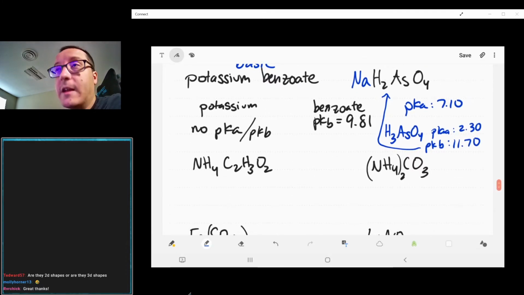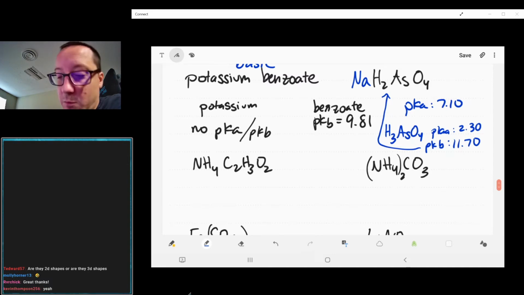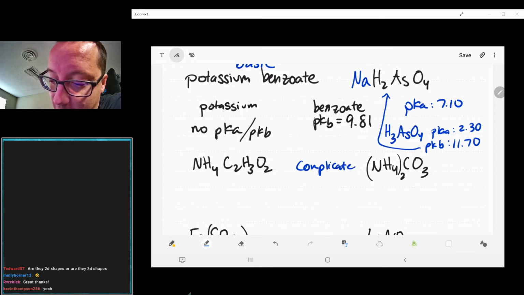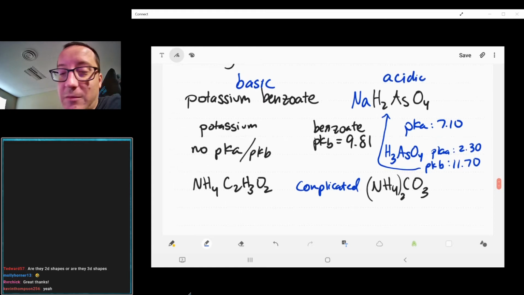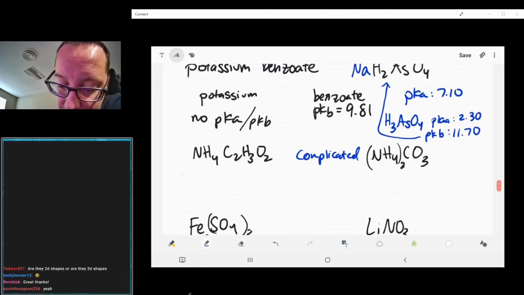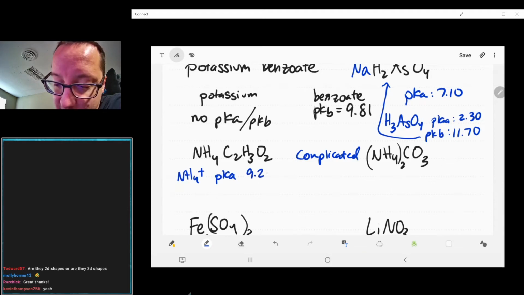So, now we have some complicated ones. These two are both going to fall under our complicated category, meaning we're going to have to do some evaluation here. We can't just say right away, okay, this is an acid or a base. Like the potassium benzoate, you can say right away it's basic. You have an anion in there. That is a weak base. Cation doesn't matter. However, we have a cation which has a pKa of 9.25, according to our chart.